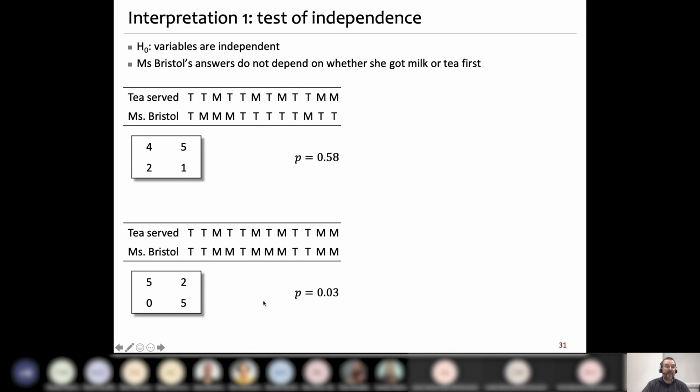You put these numbers into a contingency table and you get a p-value of 0.03. If we set a significance level at 5%, we can now reject the null hypothesis and claim Ms. Bristol's answers follow what she was given and she knows what she's doing.